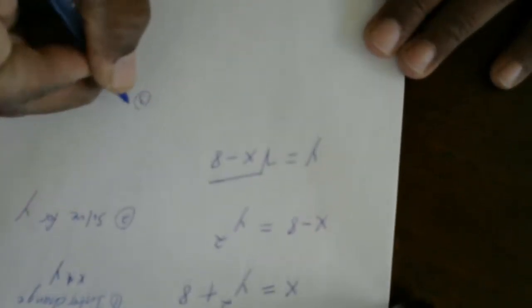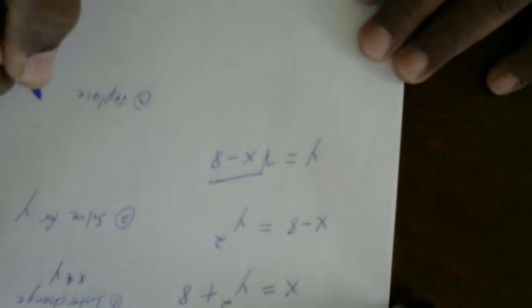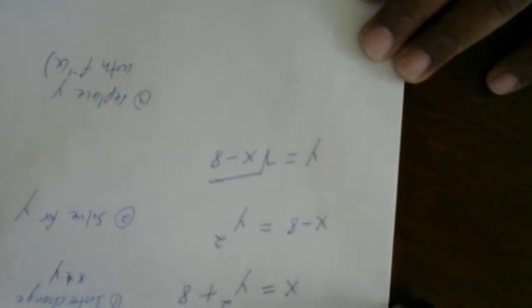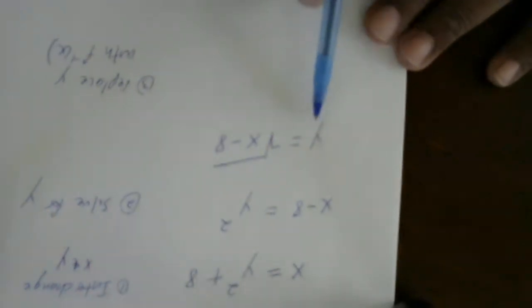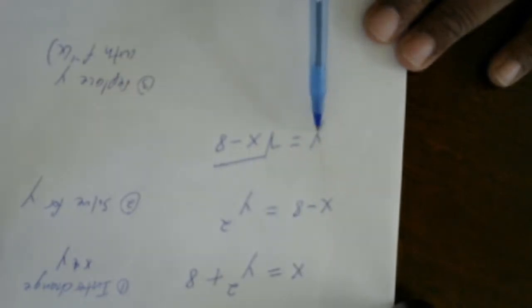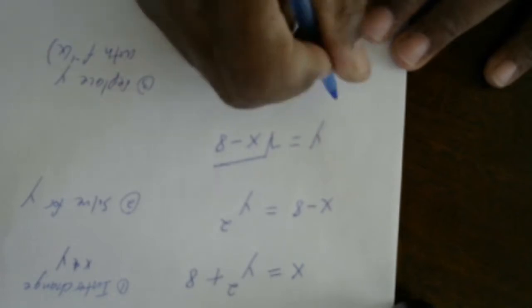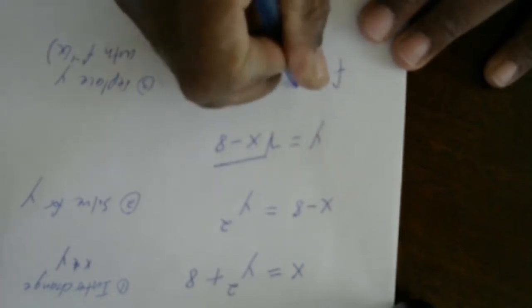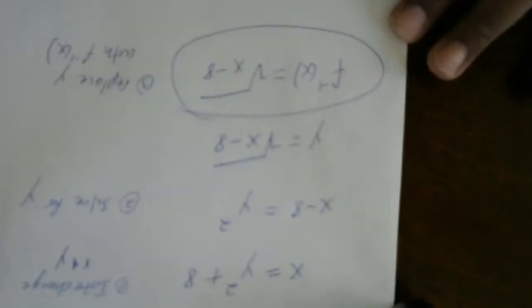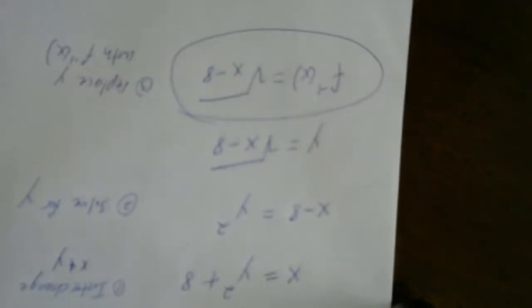The third step says to replace y with the inverse. Because remember, this is not actually y, because in the first step we sort of interchanged x with y, so this is actually x in disguise, not a y. So I'm going to replace this with the f inverse symbol. All right, so we have f inverse of x is equal to the square root of x minus 8.